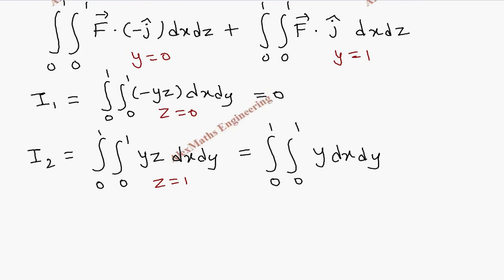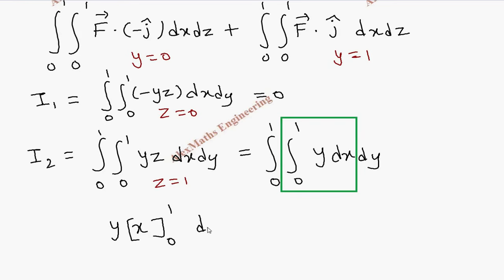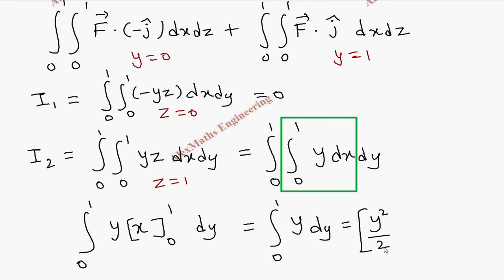Let's integrate this first with respect to x alone. So y is treated as a constant. So y will stay as it is and the x will be there, and when we substitute the limit 0 to 1 here, the remaining dy and integral 0 to 1 will remain as it is. When I substitute the upper limit minus lower limit, this becomes 1 and we are left with only the integral of y from 0 to 1 dy, and this is y square by 2 with limit 0 to 1. This is 1 by 2.